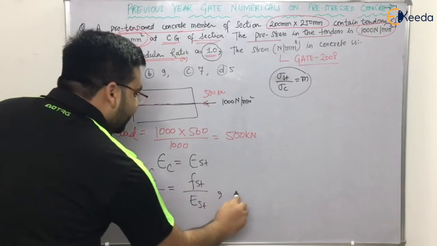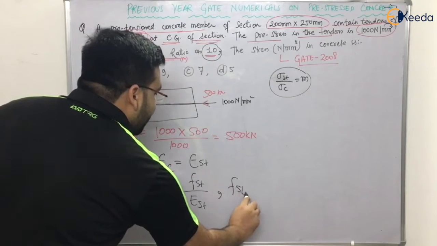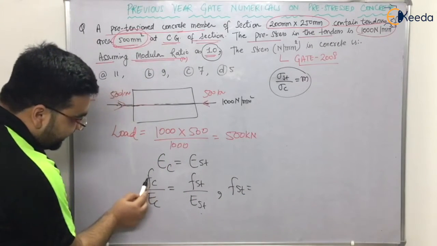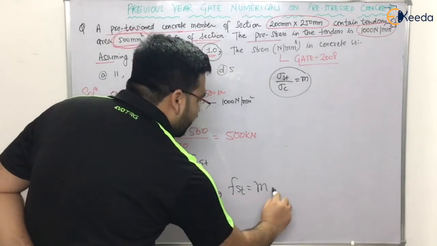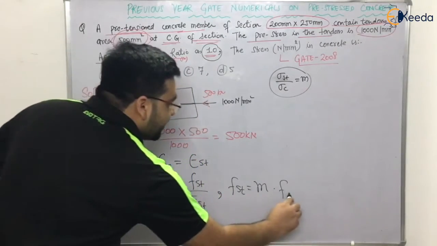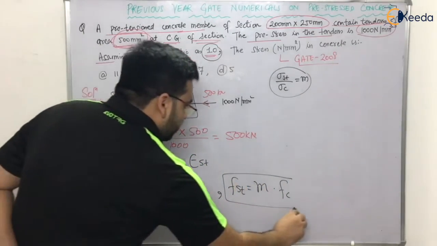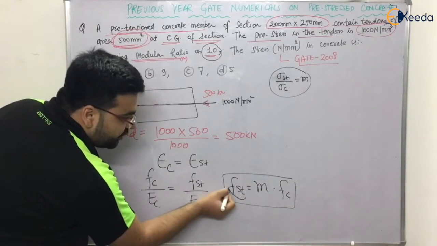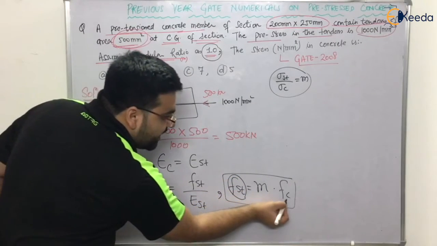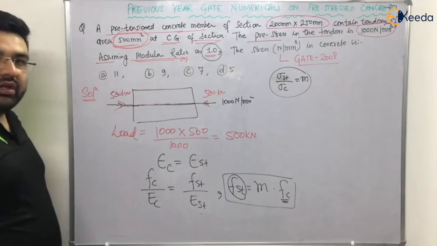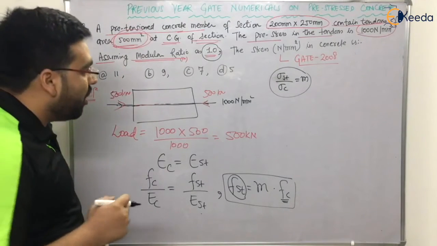So let me write it like this: the stress in steel will be equal to Es divided by Ec, that is the modular ratio, into the stress in concrete. So to determine the stress in steel, I have to determine the stresses in concrete. Now, how to determine the stresses in concrete?